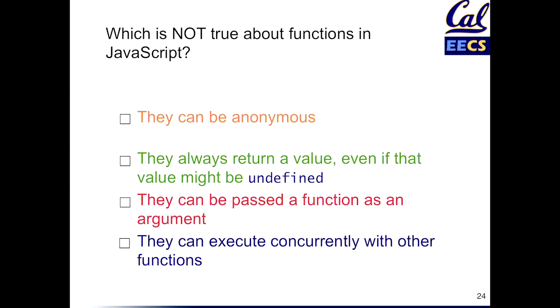So let's do a quick sanity check on functions in JavaScript. Which statement is not true about JavaScript functions? They can be anonymous. They always return a value, even if that value might be undefined. They can be passed a function as an argument. And they can execute concurrently with other functions. Which is not true?